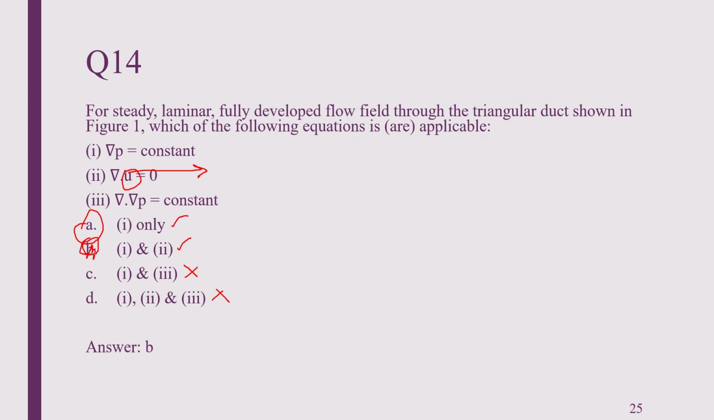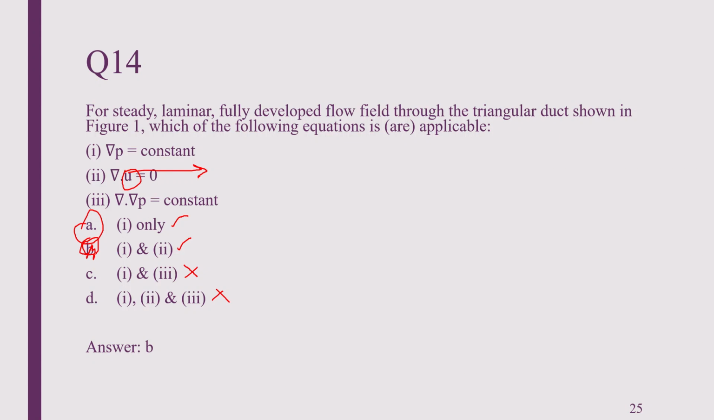So in question 14, it is asked that for a steady laminar fully developed flow field through the triangular duct, which of the following equations is applicable? So we have the continuity equation and momentum conservation equations. On reducing those equations based on our assumptions for this particular case, we will have governing equations. So from that, which of the following equations is applicable? First one, pressure gradient is a constant, so delta p is equal to 0.